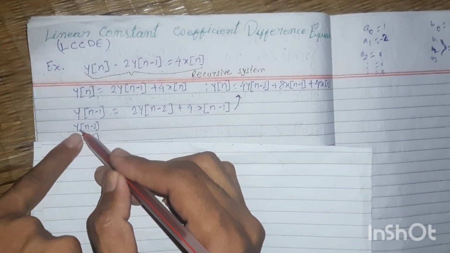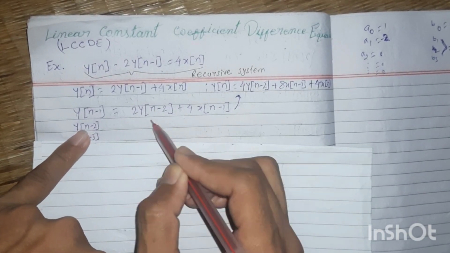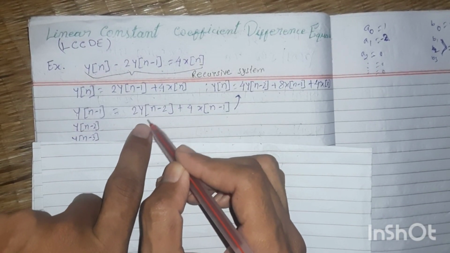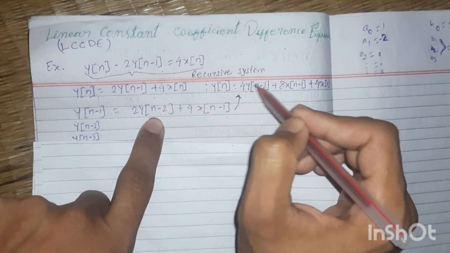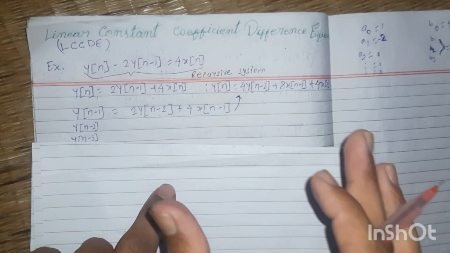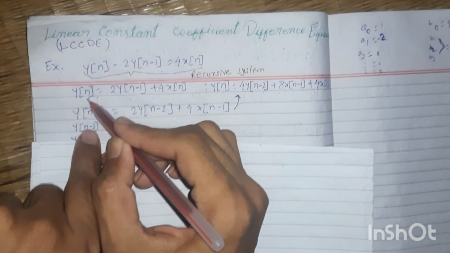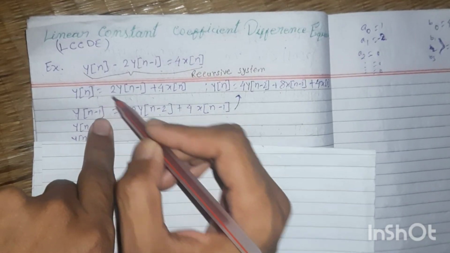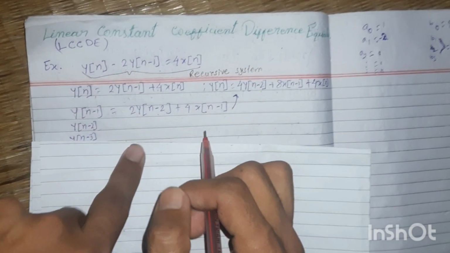Again we will take y of n minus 2 and get some value, then we replace n minus 2 in this equation. Again we replace this n minus 1 in this equation. Then this input-output relationship becomes a very long equation, where the output at instance n depends on very past, very previous output values also.